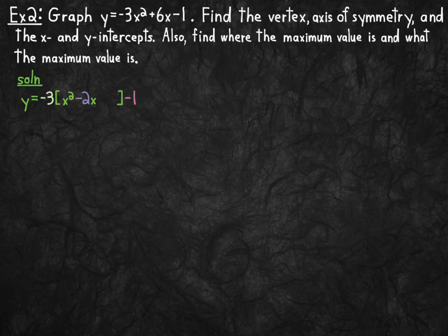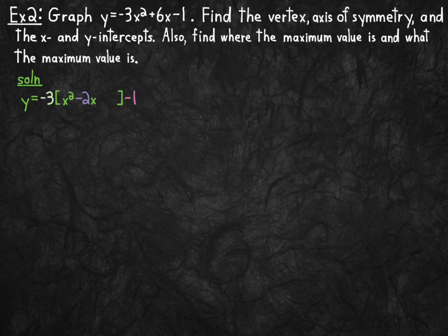So for this, we're going to have to go through more steps because we have to put it in the standard form for quadratic, which is the form we had on the previous page, where you can read off the vertex. So anyway, the problem says find the vertex, axis of symmetry, and the x and y intercepts. Also find where the maximum value is and what the maximum value is.